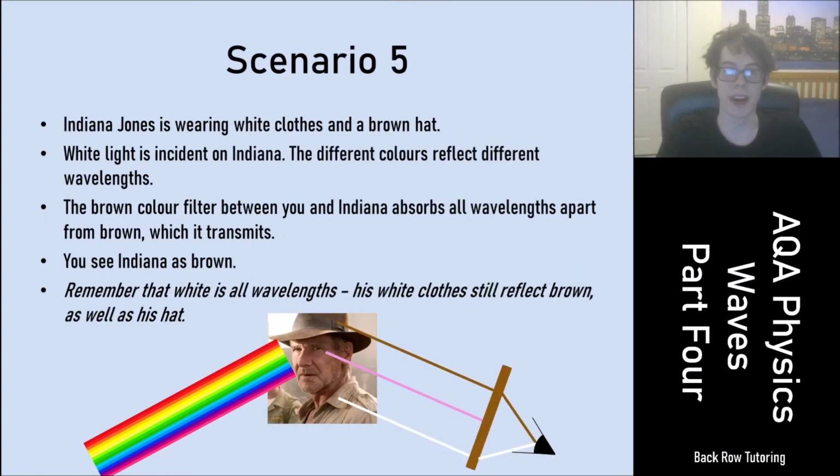And scenario number 5. Indiana Jones is wearing white clothes and a brown hat. White light is incident on Indiana. The different colours reflect different wavelengths. The brown colour filter between you and Indiana absorbs all wavelengths apart from brown, which it transmits. This means you will see Indiana as brown. Remember that white is all wavelengths. His white clothes still reflect brown as well as his hat.